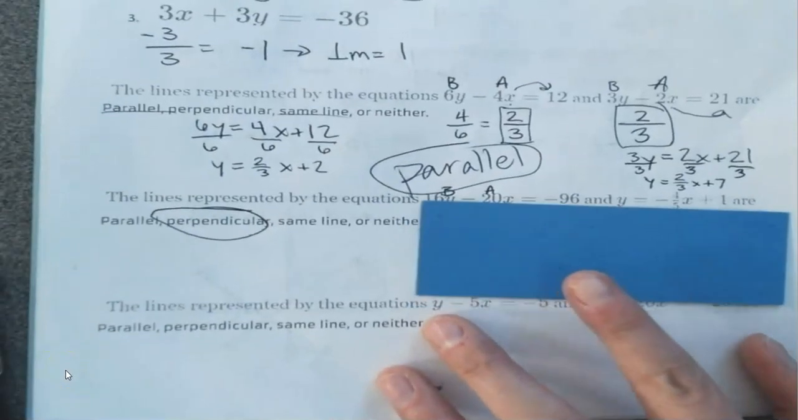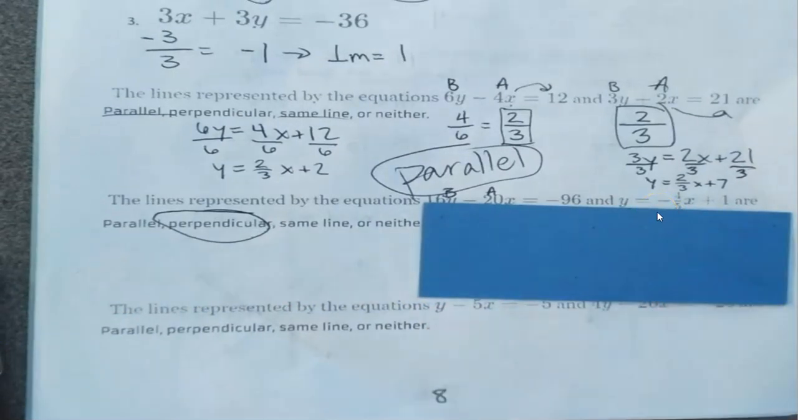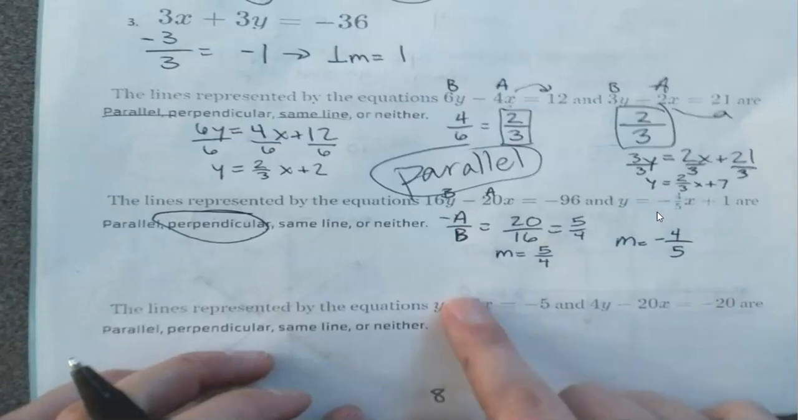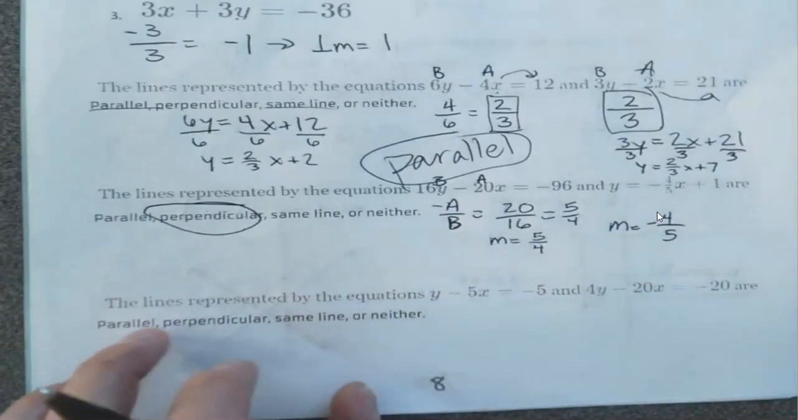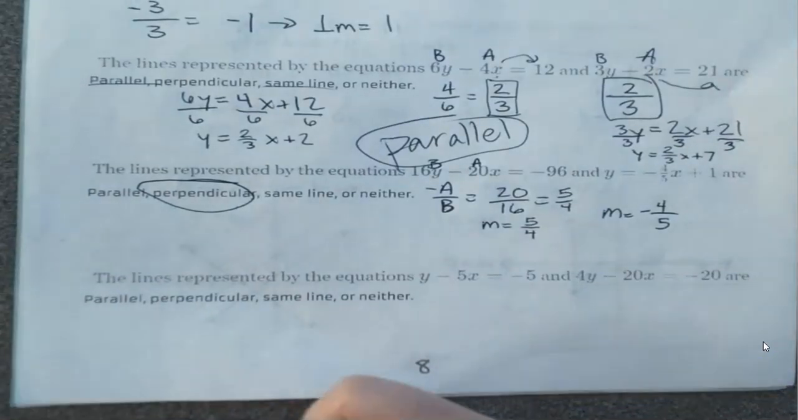Okay, so figure out these slopes, pause the video, and I'm going to uncover this. Okay, those are the two slopes, and then those lines are going to be perpendicular. Let's do this last one.